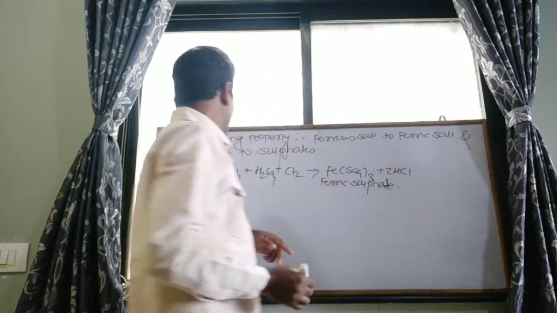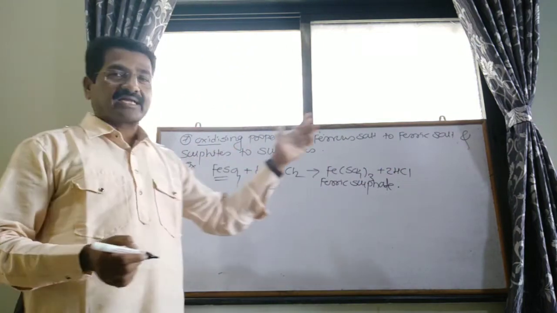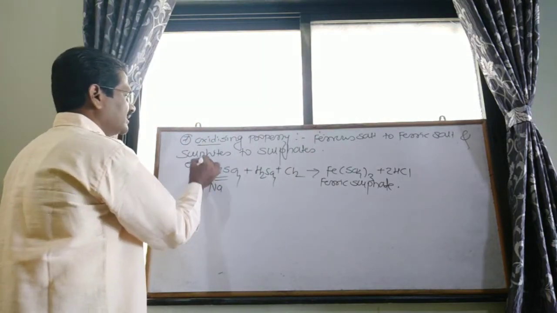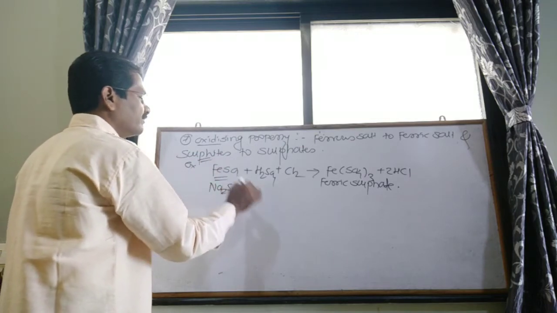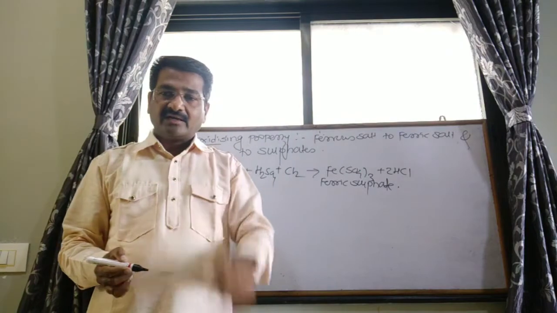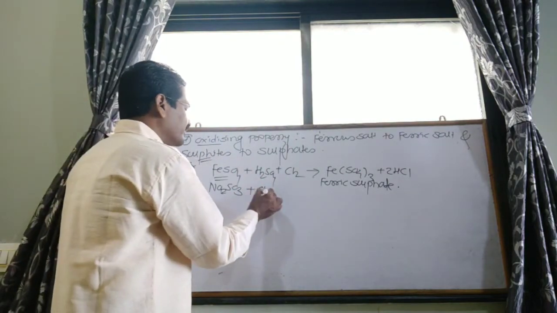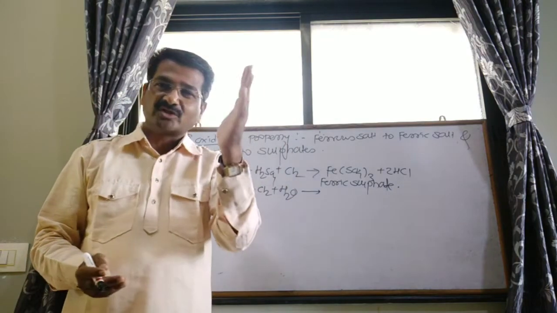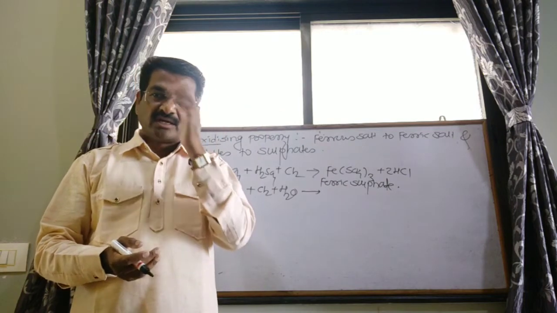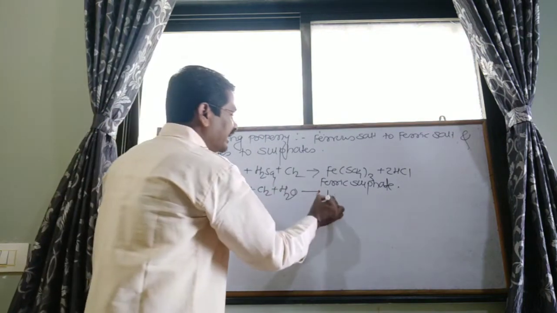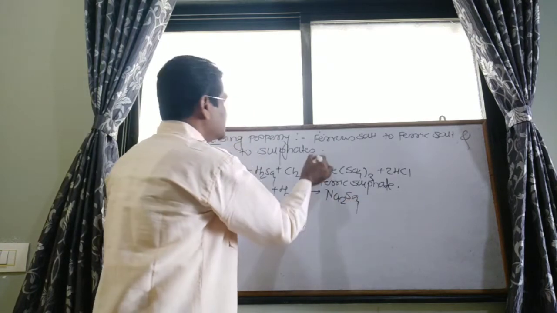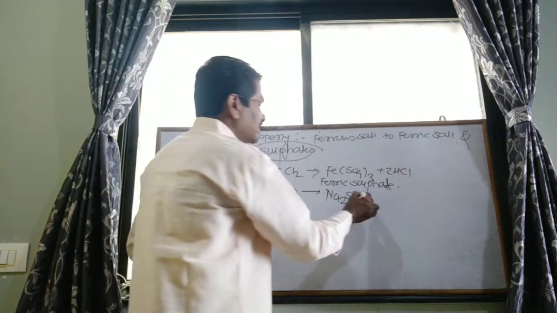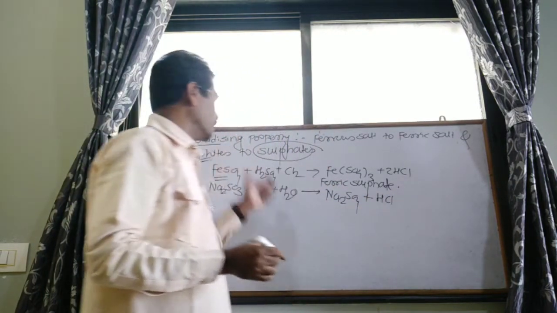Then again, the sulfites can convert into the sulfates. For that purpose, sodium sulfite, Na2SO3, can react with chlorine in moisture, then it undergoes oxidation to form Na2SO4, that is sodium sulfate. Sulfite is converted to sulfate by using chlorine.